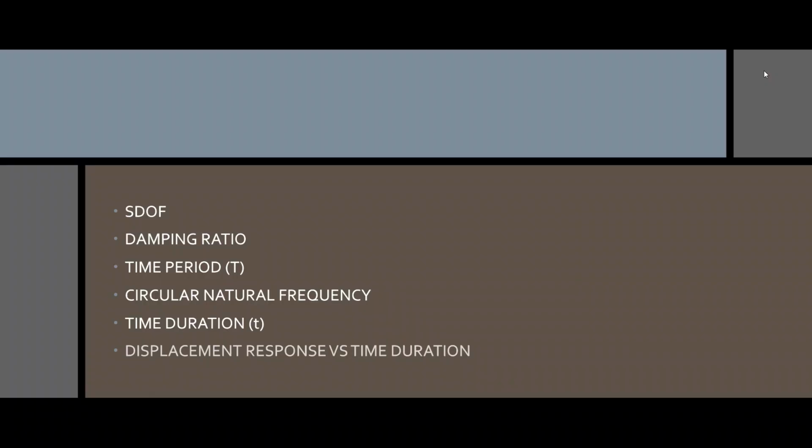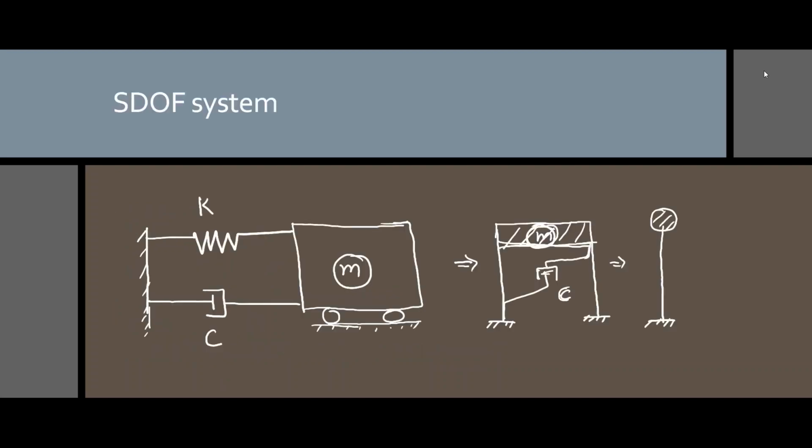Now, there is some terminology which is used here: single degree of freedom system, damping ratio, time period, circular natural frequency, time duration or time history, and the displacement response versus time duration. We will see all these things one by one. So let's start with the single degree of freedom system.